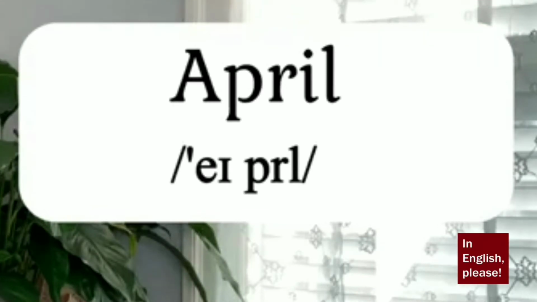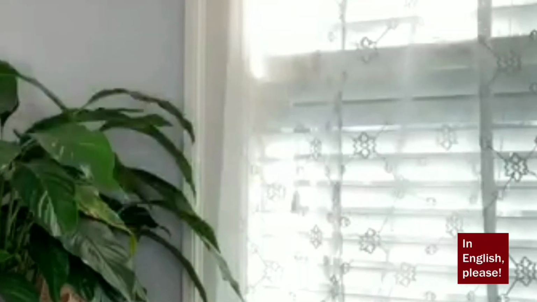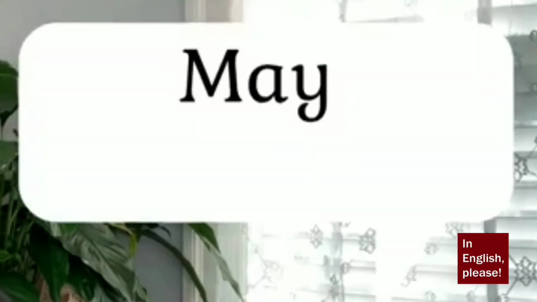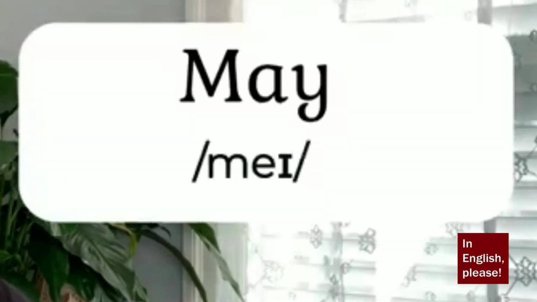April. Repeat after me. April. So it's not April. April is the fourth month of the year. Okay, so now let's move on. The next month is May. Again, it's a one-syllable word and it has a sound A, like in say, May.